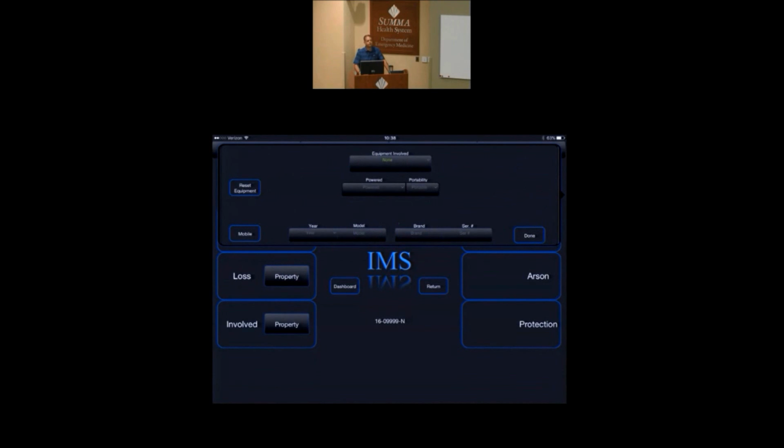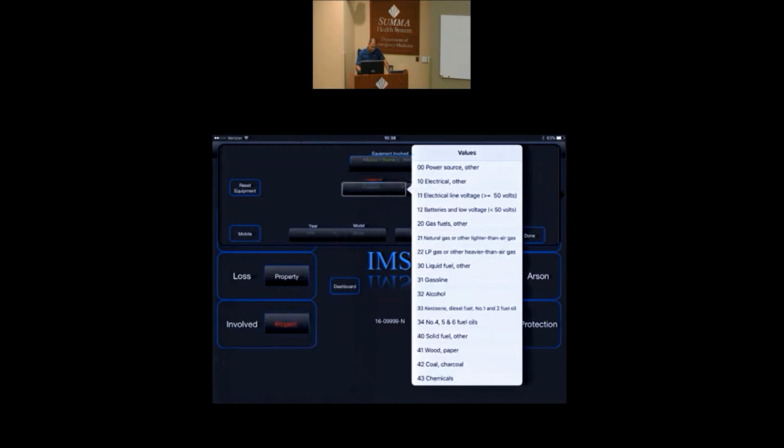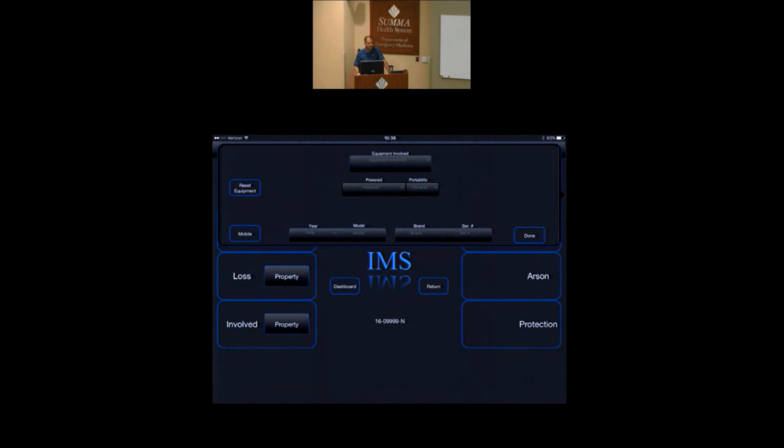The property, mobile property and equipment involved changed ever so slightly with the fact that I can jump between them. So here's equipment involved, and there's a button there that says reset equipment. If I go in there and I really mess things up for some reason, I can hit this reset equipment button and it'll just null them out. Or I can go in and deal with the mobile. According to NIFRS, though, you can't have mobile and equipment. It's one or the other.